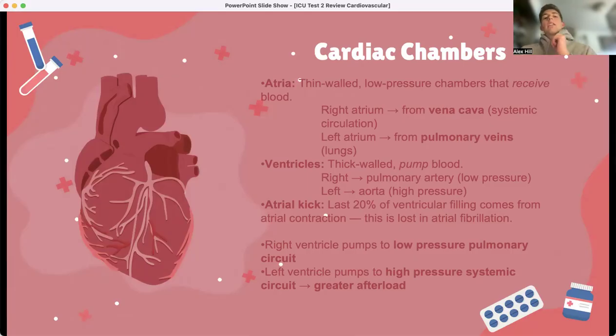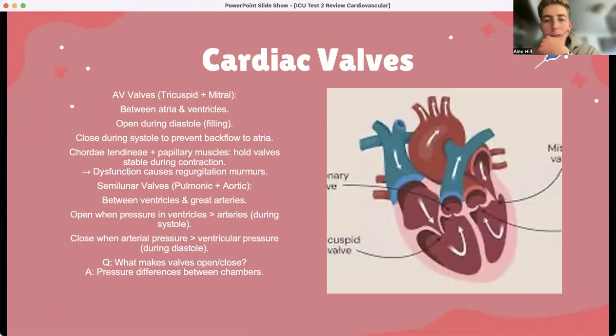So atrial kick, I won't go over all the things on these slides, but atrial kick, the last 20% is pumped out. So if you have AFib or something where it's not really contracting, then you lose a lot of that blood flow, and it can put you at risk for things like clots, which, foreshadowing, we're going to talk about TEEs, which are going to put the camera down your throat, and you're going to be able to see if there's a clot. And AFib is something that can put you at risk for that because the blood is not flowing, and when blood doesn't flow, it clots.